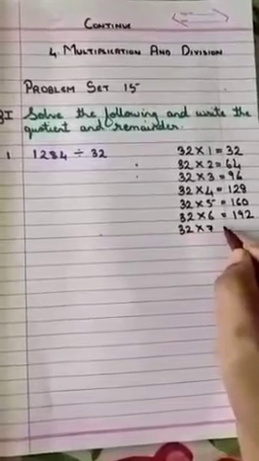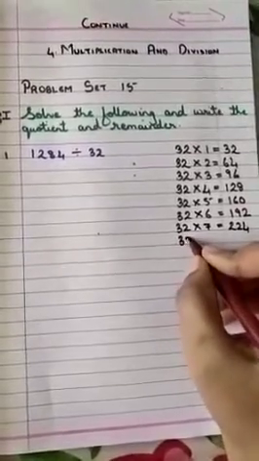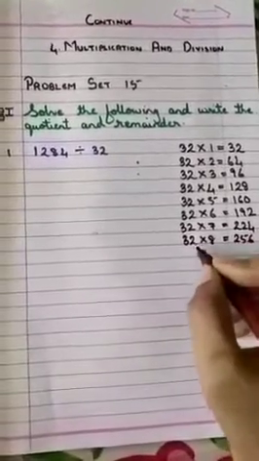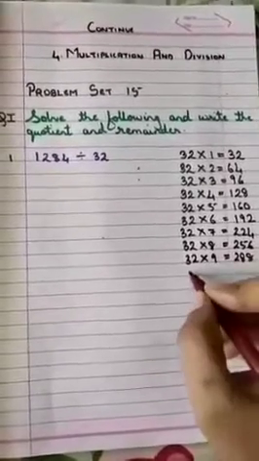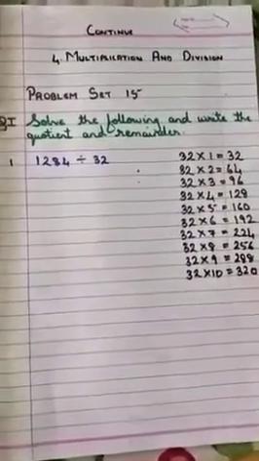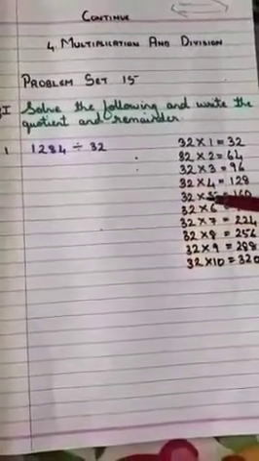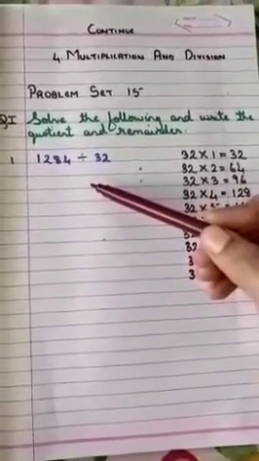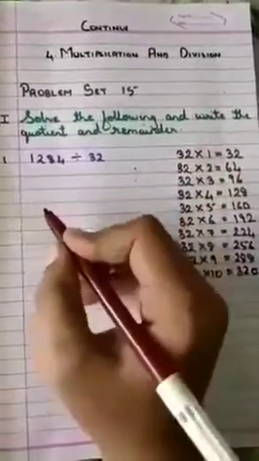32 sevens are 224, 32 eights are 256, 32 nines are 288, and last, 32 tens are 320. So if we try to solve this sum directly without writing the table, we will not be able to solve it, as we have to learn the 32 table by heart. If we write the table aside, it will be easy for us to solve this sum.